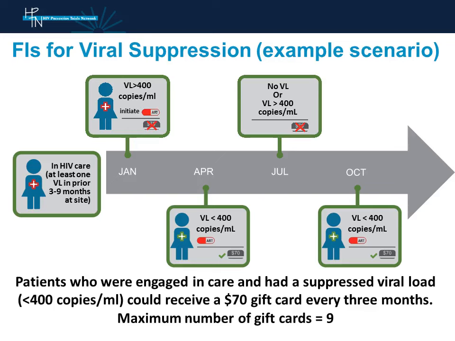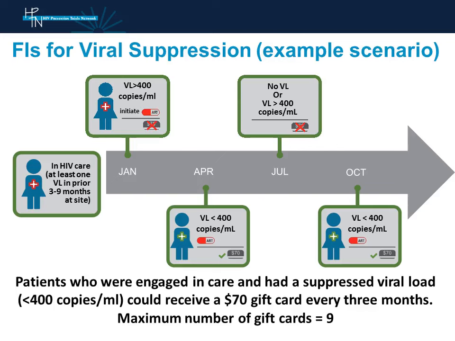What you see in this slide is an example scenario of how the financial incentives were given out for viral suppression. What you see in this arrow over time is a person who has come to an HIV care site and has been engaged there for a while. We measured engagement at the beginning by asking, do you have a viral load in the last 3 to 9 months? In this particular scenario, it's someone who's just initiating ART.